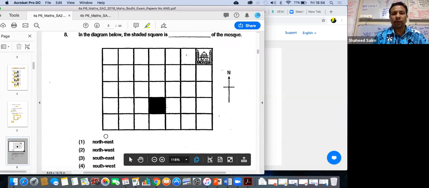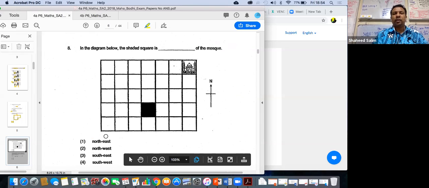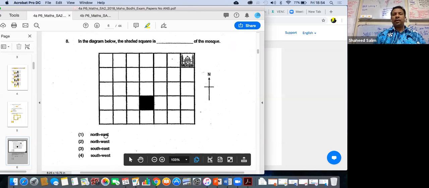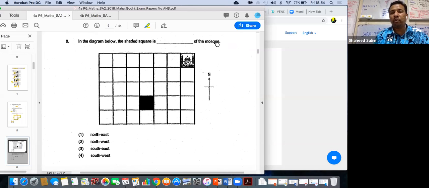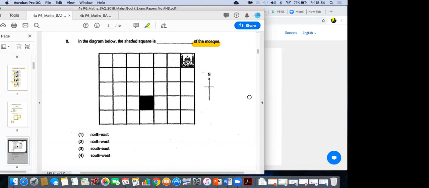Next one. In the diagram, the shaded part is what of the moss. Of the moss means from the moss. You must put your compass here. You must put not the cross, not the salib, but you put it here. Something like that. Number 4. Number 2.